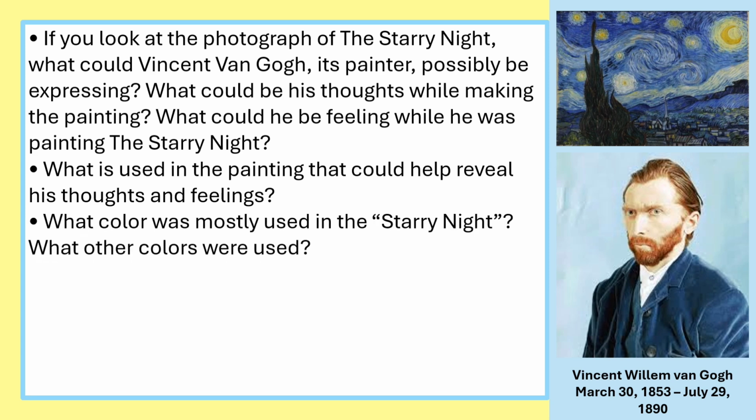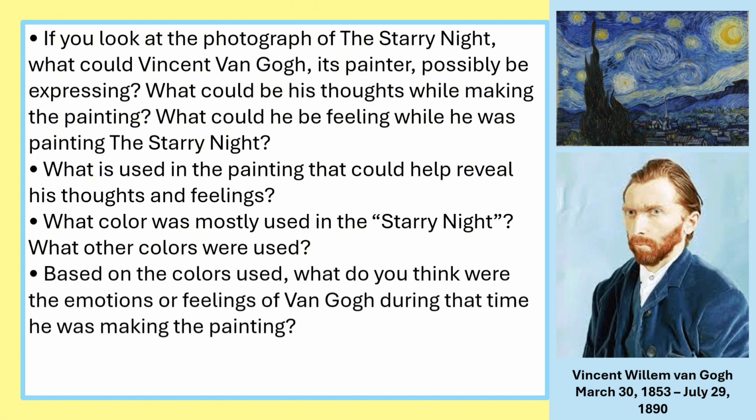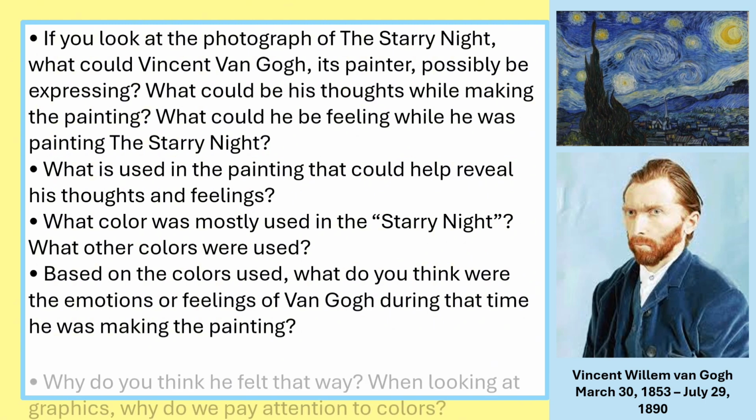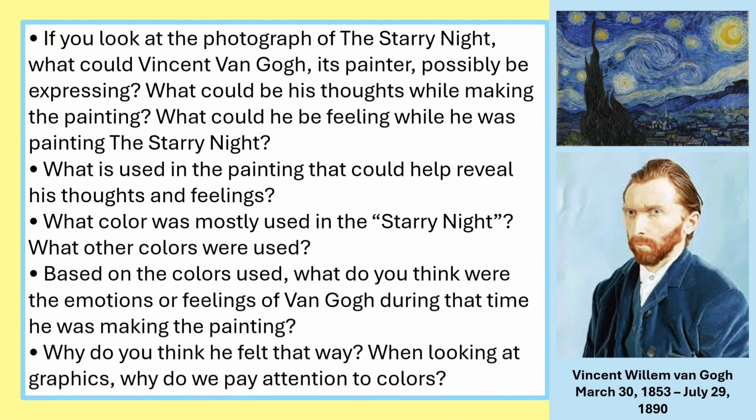What color was mostly used in the Starry Night? What other colors were used? Based on the colors used, what do you think were the emotions or feelings of Van Gogh during that time he was making the painting? Why do you think he felt that way? When looking at his graphics, why do we pay attention to colors?